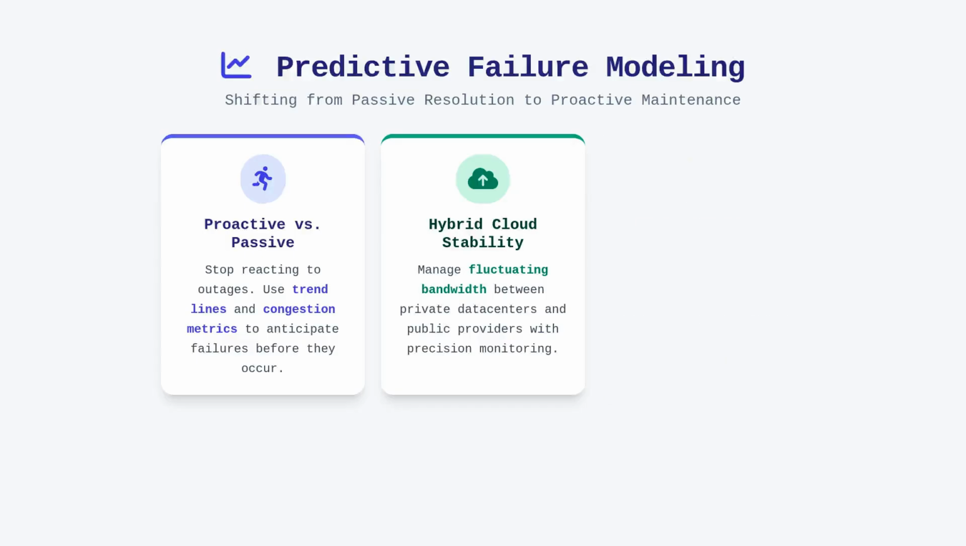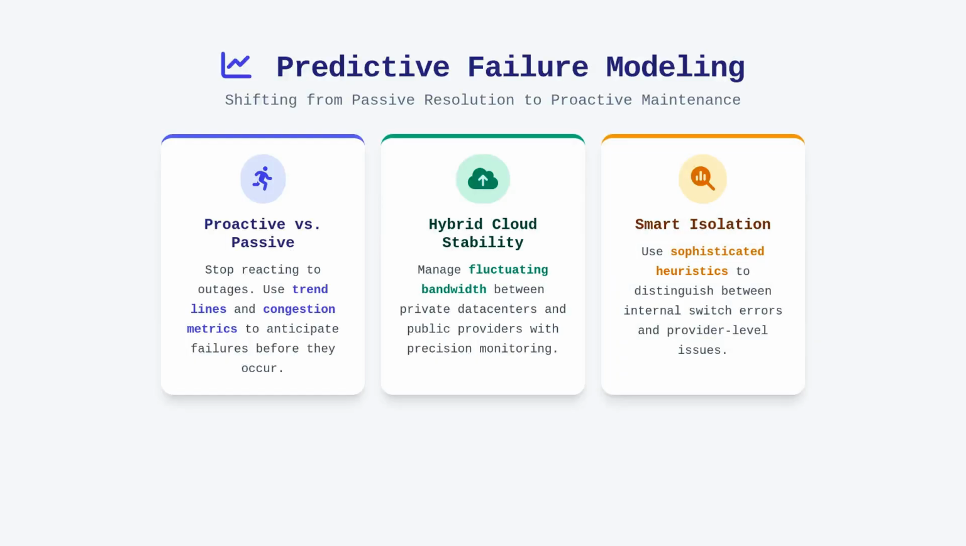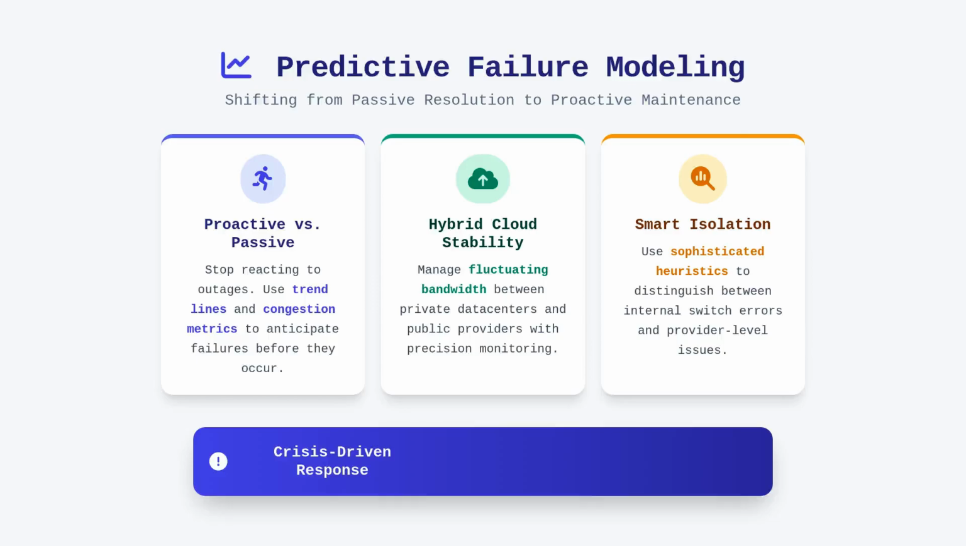By employing sophisticated heuristics, we can isolate whether a performance degradation is local to our internal switches or if it requires escalation with our connectivity provider, effectively saving us from wasting diagnostic efforts on components that are functioning within their defined parameters. This level of granular awareness is what separates a resilient, scalable network architecture from one that constantly oscillates between stability and crisis.